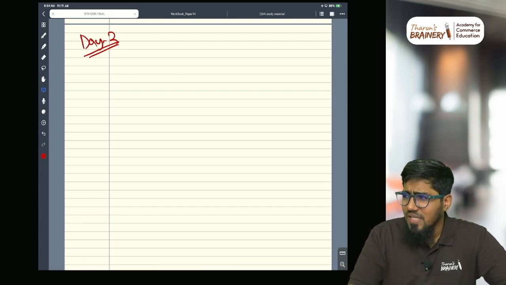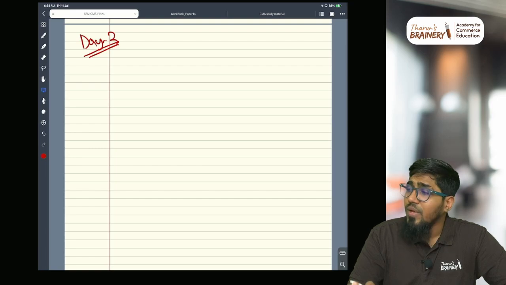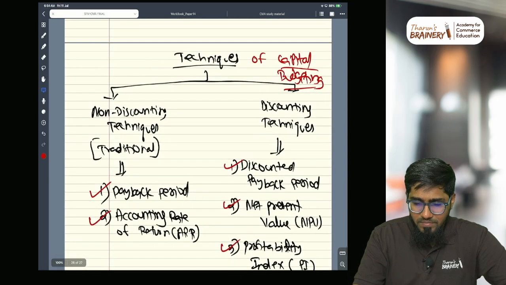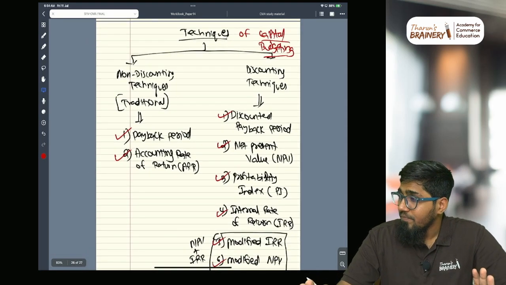Then I told you what is investment decision. Investment decision means how to take a decision. How we have to take a decision? We have to take a calculated decision based on a lot of techniques. So these are all the techniques of capital budgeting.